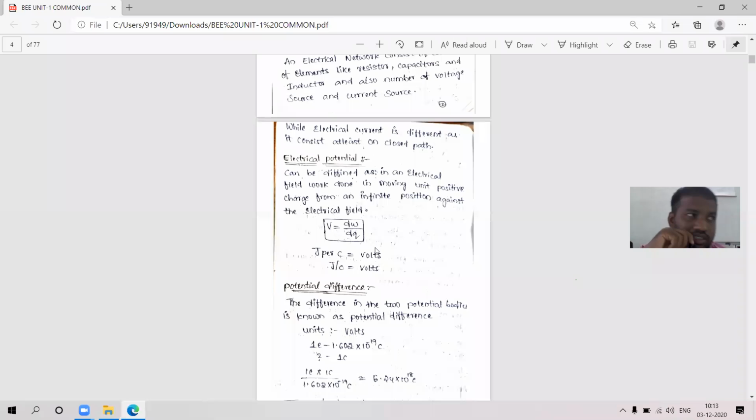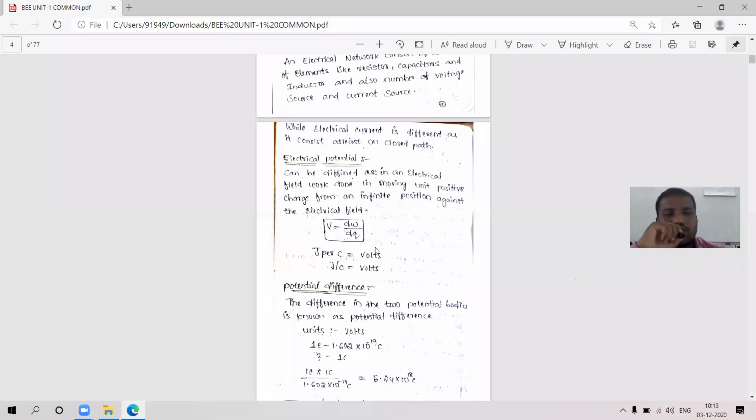In the plug point, you can see the socket, two points will be there. Yes or no? If you see any cable, two pins will be there. One pin will be for positive or phase, another pin will be for negative. So you can see two potential bodies, two pins will be there. That means there is some potential difference.